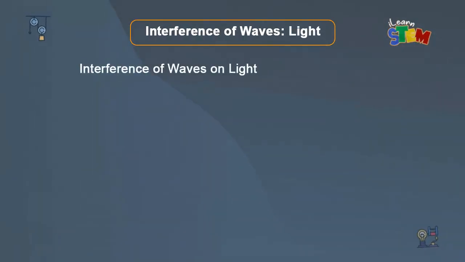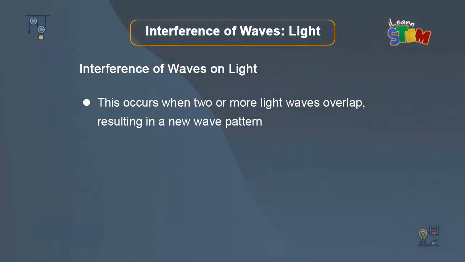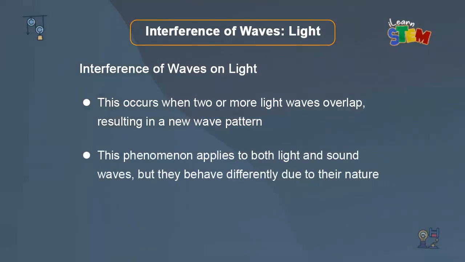Let's talk about interference of light waves. This happens when two or more light waves overlap and combine to form a new wave pattern. They are applicable to both light and sound waves, but they behave differently due to their nature. We have two types of interference: constructive and destructive interference.